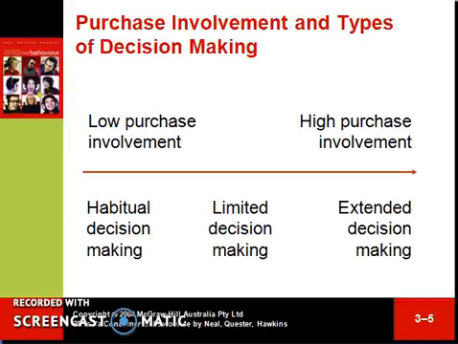Now comes purchase involvement and type of decision. As the consumer moves from a very low level of purchase involvement to a high level of purchase involvement, the decision making becomes increasingly complex. Purchase involvement is a continuum, and it is also worthwhile to note that habitual, limited, and extended decision making are areas along this continuum and not distinctive points.